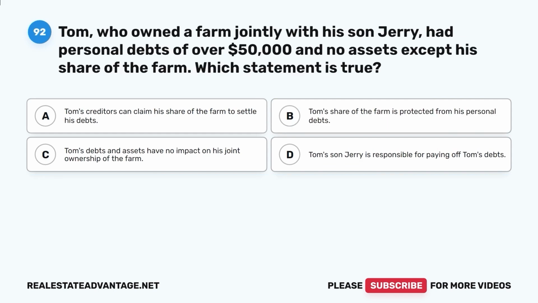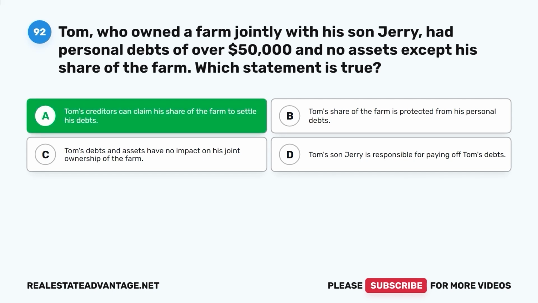Question 92. Tom, who owned a farm jointly with his son Jerry, had personal debts of over $50,000 and no assets except his share of the farm. Which statement is true? A. Tom's creditors can claim his share of the farm to settle his debts. B. Tom's share of the farm is protected from his personal debts. C. Tom's debts and assets have no impact on his joint ownership of the farm. D. Tom's son Jerry is responsible for paying off Tom's debts.